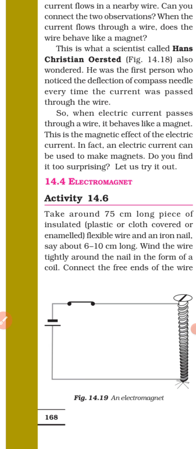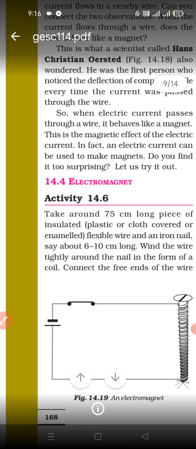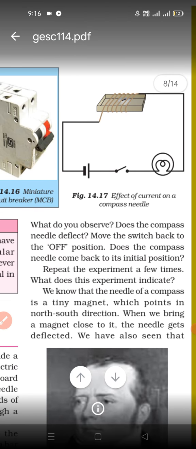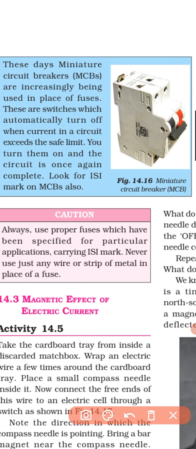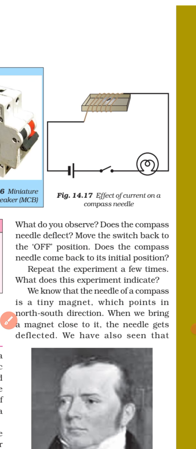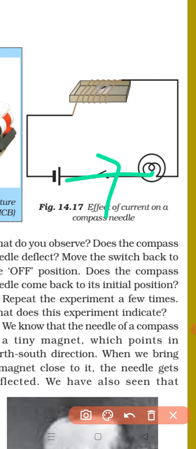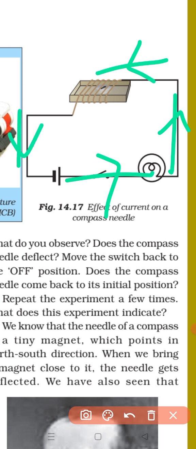Before discussing electromagnet, let us first revise the previous topic given in the previous video, that is, the magnetic effect of electric current. What is the magnetic effect of electric current? When electric current passes through a wire, what will happen? The current carrying wire behaves like a magnet.